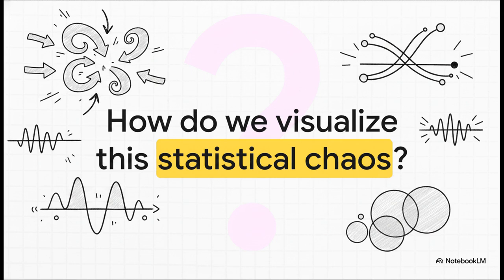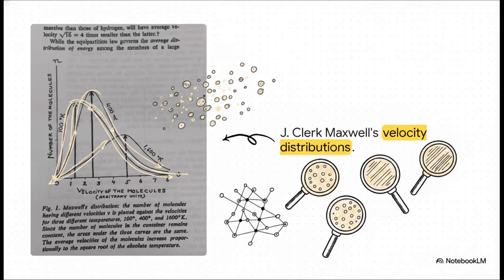But how can we possibly visualize this kind of statistical chaos? How do we picture the relative number of particles that are going faster or slower than the average at any given temperature? Well, J. Clerk Maxwell completely mathematically solved this, mapping out these beautiful curves that, appropriately, carry his name.